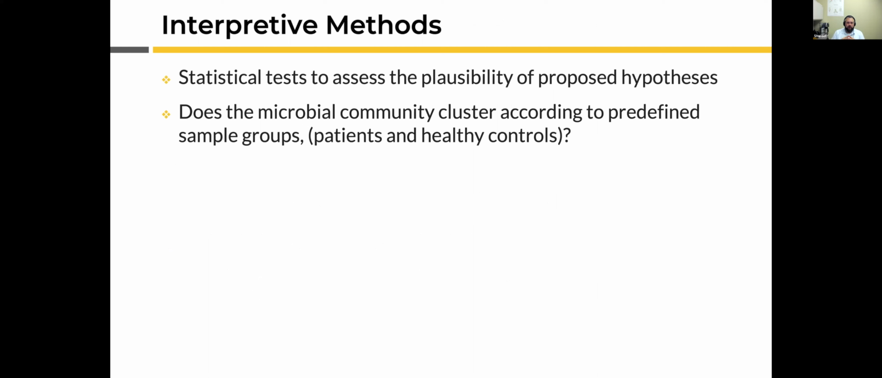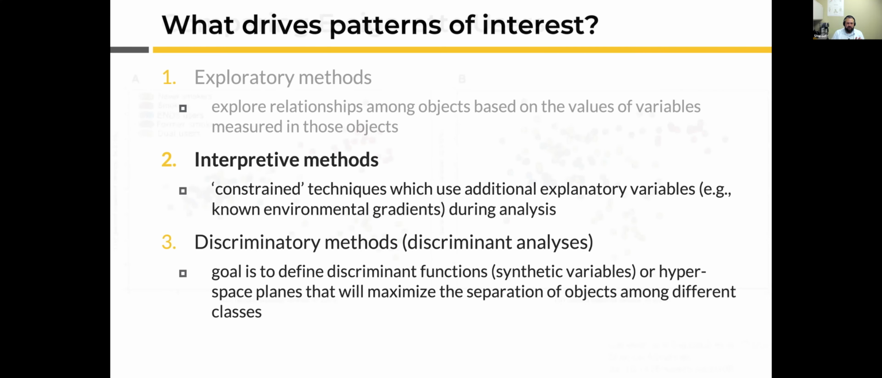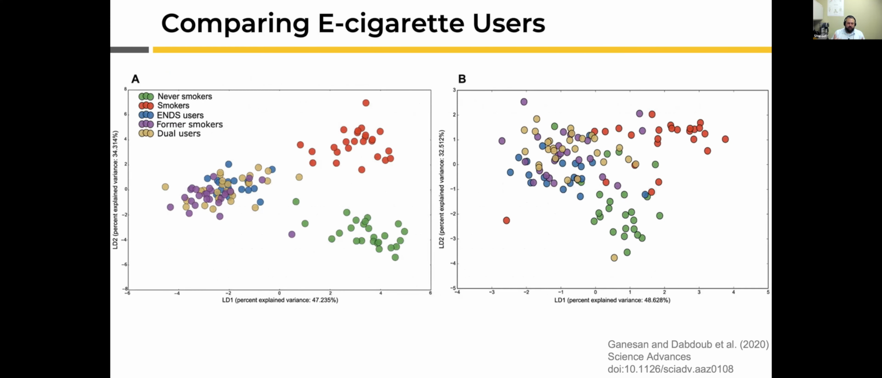So we can ask the question, does the microbial community cluster according to predefined sample groups? So we go back, and I realize what I said wasn't super clear, so let's go back here and put it more plainly. Okay, we've got this pretty picture here. Now, what do we do with it?